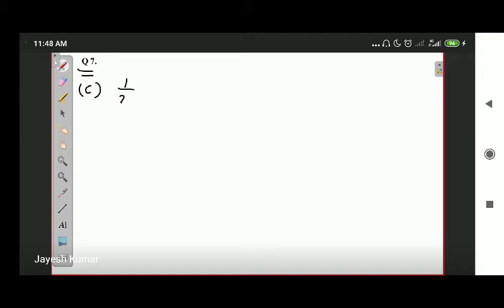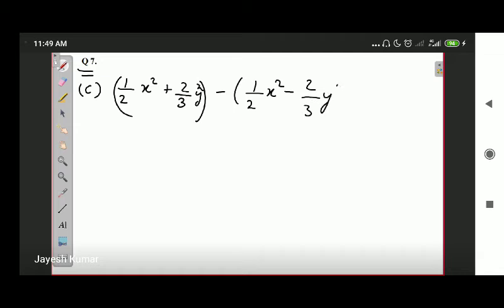C part is (1 upon 2 x square plus 2 upon 3 y square) minus (1 upon 2 x square minus 2 upon 3 y square) whole square. This is y square. The question is like this. There is a problem with the question. With the first bracket, there is also supposed to be a square. So make the correction in your book. There is supposed to be a square here as well.